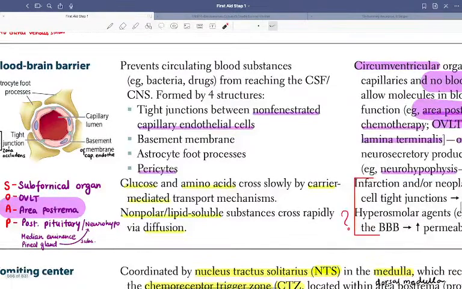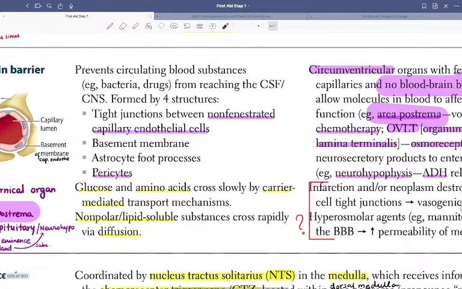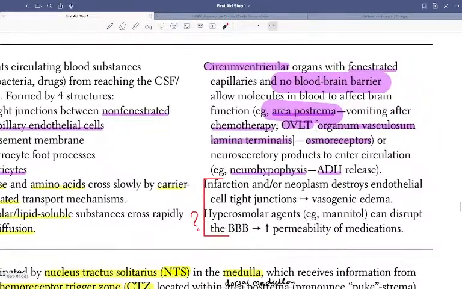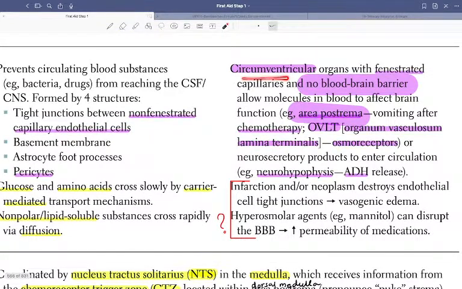the components are very important. Glucose and amino acids are carrier-mediated, and non-lipid soluble substances will cross. Okay, so lipid soluble. Name one drug. Physostigmine cannot cross. Okay, cannot cross. Atropine crosses and so on. Okay, next is neostigmine.